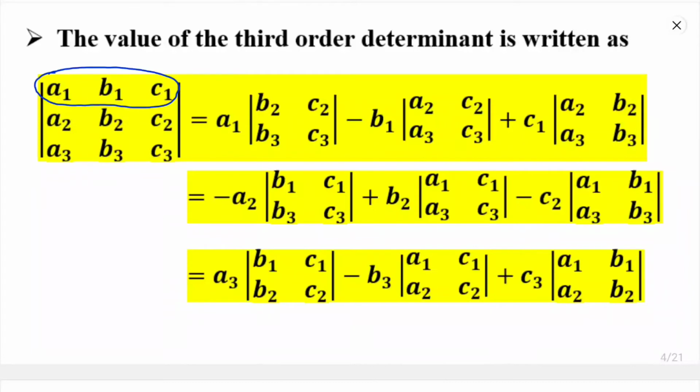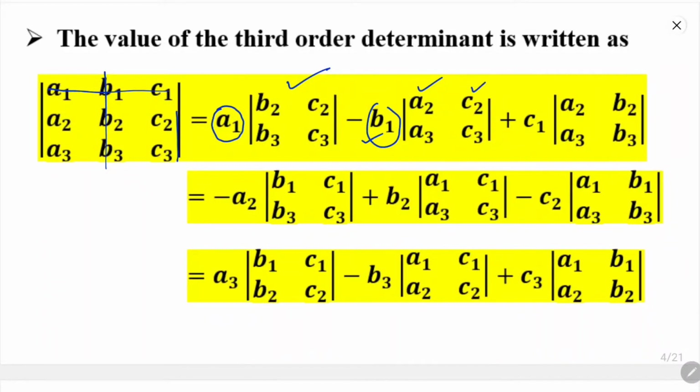In row number 1, hide A1. First of all, write down A1 and then hide A1. What you see? B2, B3, C2, C3. Write down like this. Now hide B1. First of all, write down B1, but minus B1. Why minus B1? I'm going to tell you in 2 to 3 minutes. Wait for that. Here minus B1 and write down this A2, A3, C2, C3.